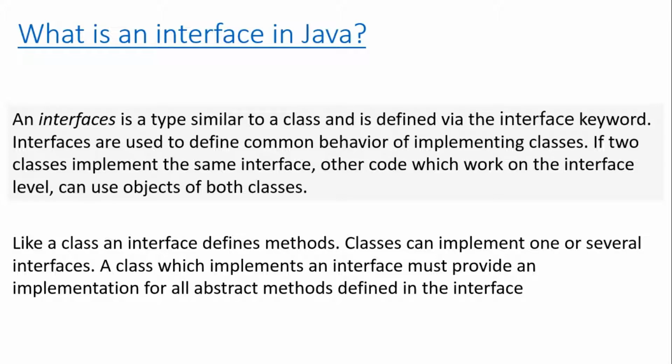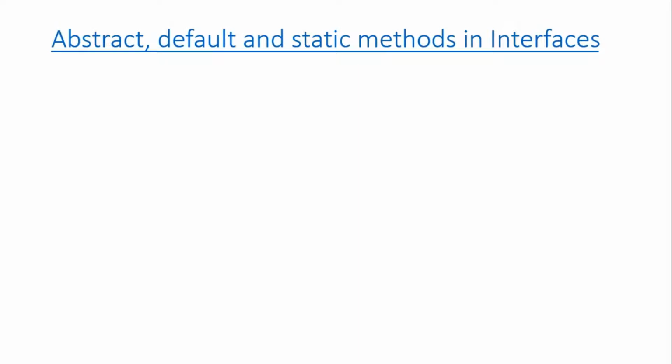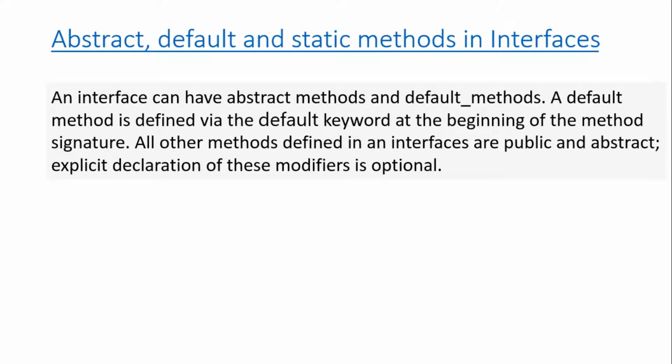Classes can implement one or several interfaces. A class which implements an interface must provide an implementation for all abstract methods defined in the interface. Abstract, default and static methods in interfaces. An interface can have abstract methods and default methods. A default method is defined via the default keyword at the beginning of the method signature.